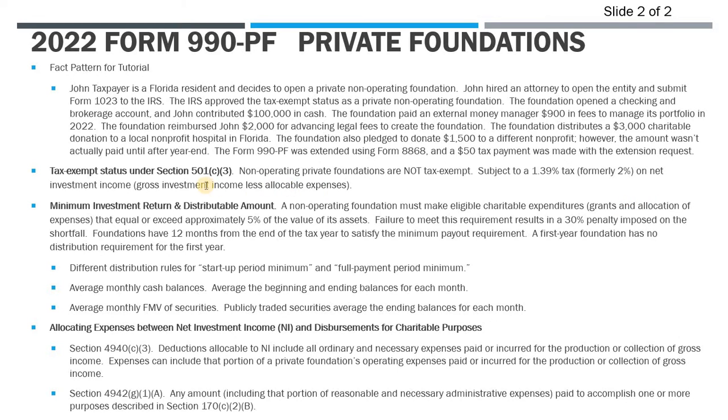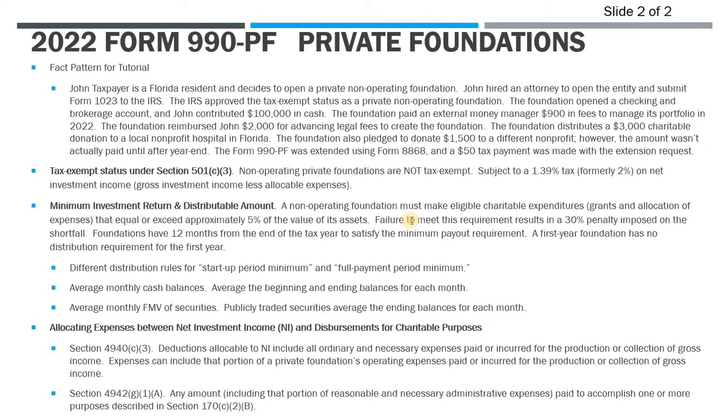So non-operating private foundations, some of the basics here. These are private foundations that are not tax exempt, so they have to pay income tax on their net investment income. They don't pay income tax on the donations, right? The donations that come into the foundation are not subject to income taxes, but they do pay this tax on the net investment income, which is their gross investment income less an allocation of those expenses attributed to the gross investment income. So the other big ticket item here to remember are the minimum investment returns and what your distributable amount is for the year.